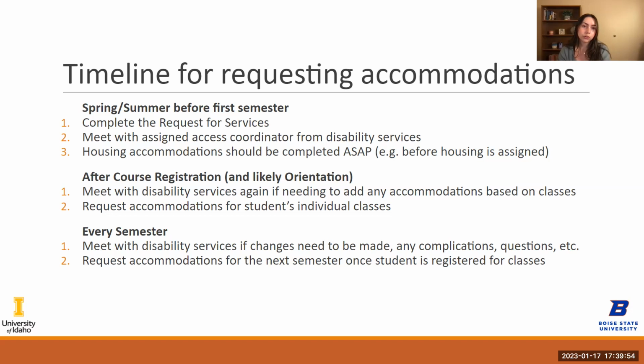And then after course registration, which normally happens during orientation, the student will meet with the disability services again, just to see if they need to add any accommodations based on their classes, or maybe they don't need some accommodations, like we've mentioned before, some accommodations you don't need for specific classes, and then requesting accommodations for their individual classes. And then every semester, the student should meet with the disability services if any changes need to be made, if there's any complications with accommodations. Maybe they didn't work, maybe they didn't like them, just to check in and see if they need to be added or taken away. And then requesting accommodations for the next semester once the student is registered for classes.